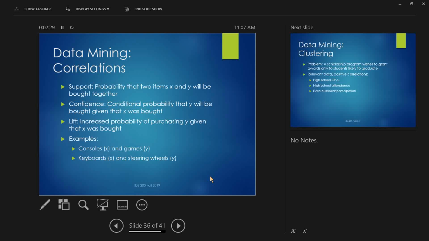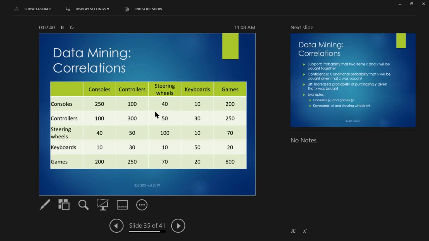Another one, confidence. Confidence is the conditional probability that Y will be bought given that X was bought. So that means, for example, if I know that somebody bought a console, there's 250 people that bought a console, of those, 40% bought a controller, because 100 divided by 250 is 40%.